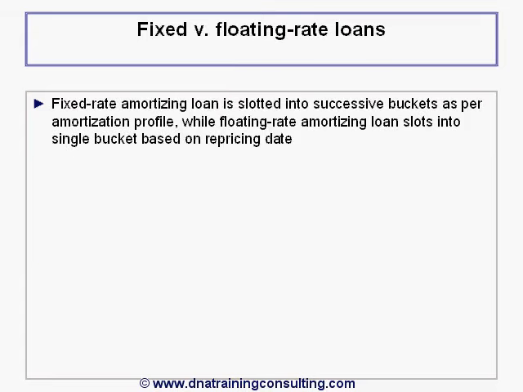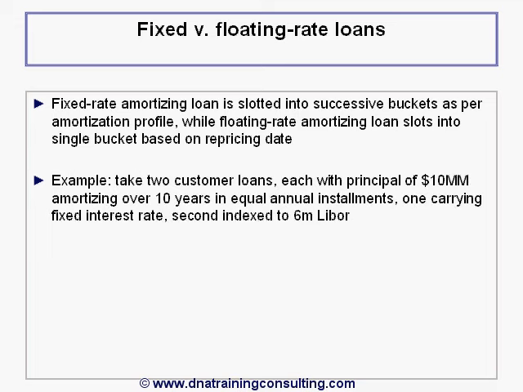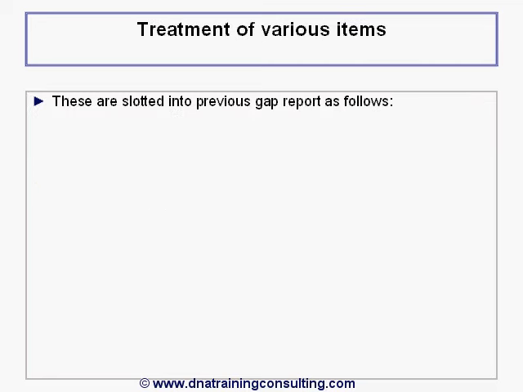A fixed rate amortizing loan is slotted into successive buckets as per its amortization profile, while a floating rate loan that amortizes slots into a single bucket based on its repricing date. Take, for example, 2 customer loans, each with principal of $10 million, amortizing over 10 years in equal annual installments, one carrying a fixed interest rate, the second indexed to 6-month LIBOR. These are slotted into our previous gap report as follows.